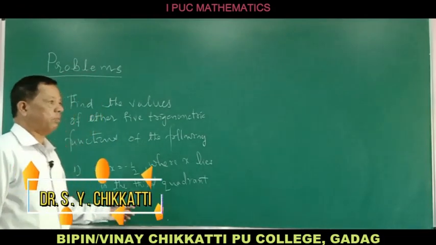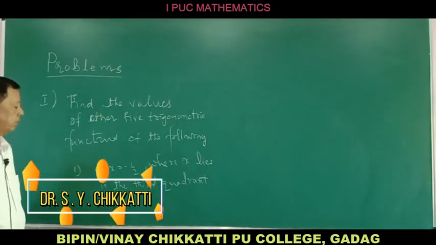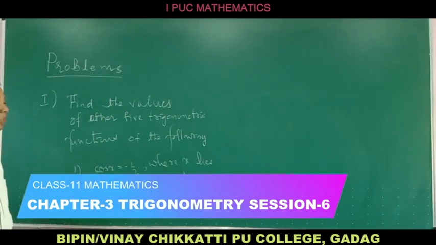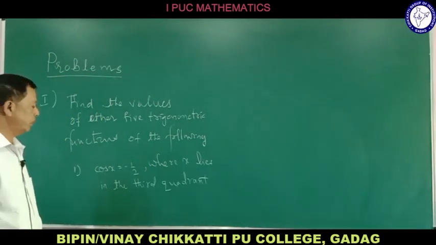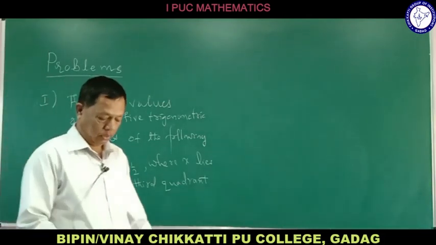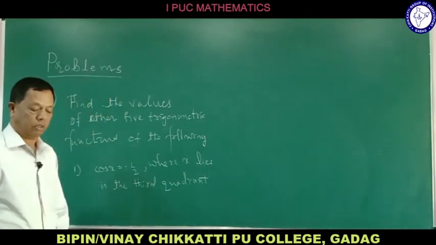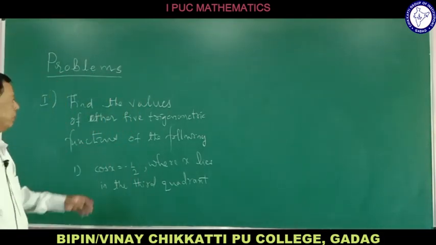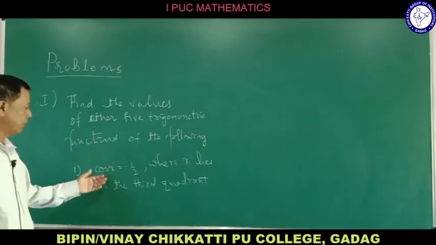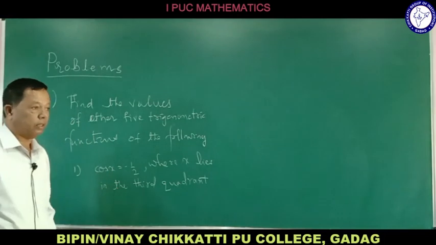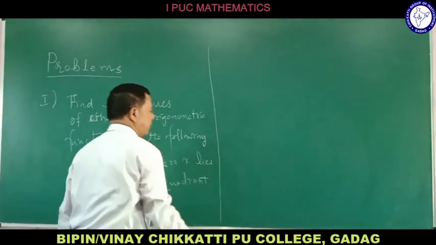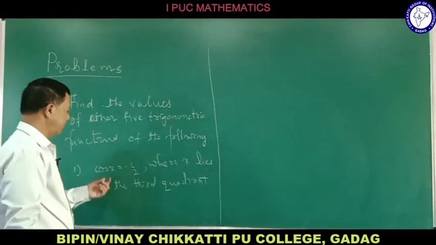Now I continue with the problems on expressing the trigonometric functions. Find the values of the 5 trigonometric functions of the following. Means one is given, the other remaining 5 are to be determined. Look, this is how we have to find out.